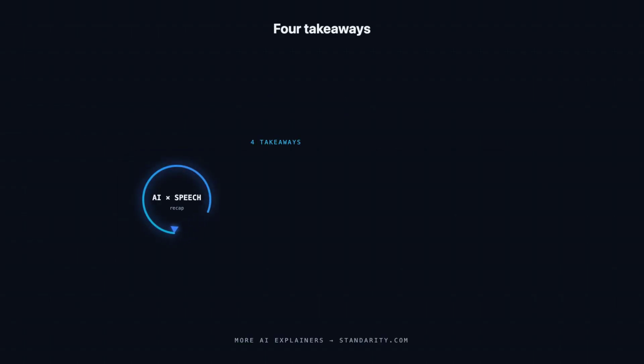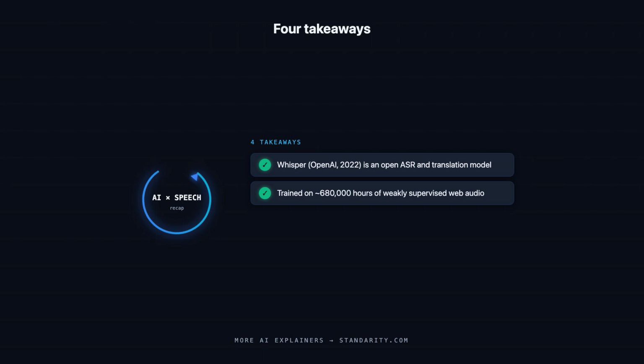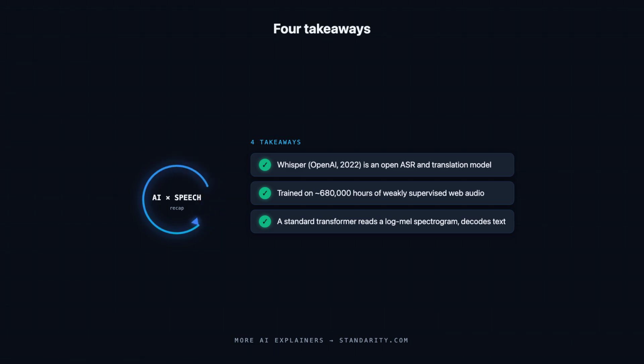Okay, let's lock in the essentials. Whisper, from OpenAI in 2022, is an open speech recognition and translation model built for the messy real world. Its headline is scale, roughly 680,000 hours of diverse, weakly supervised audio and transcript pairs from the web. The architecture is a fairly standard transformer that reads a log-mel spectrogram and decodes text, with special tokens setting language and task. That bet on data over cleverness is what makes it robust and multilingual straight out of the box.